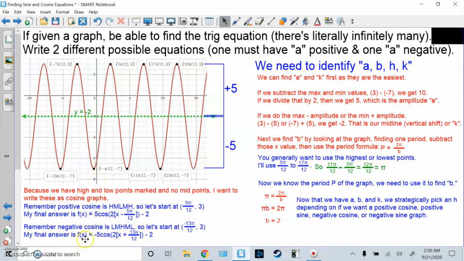So here my equation is going to be f of x equals -5, because where a is negative, we're in the bottom part. b is still 2, that's what only affects the period. Then x, I'm going to say plus 13 pi over 12, because that means left.